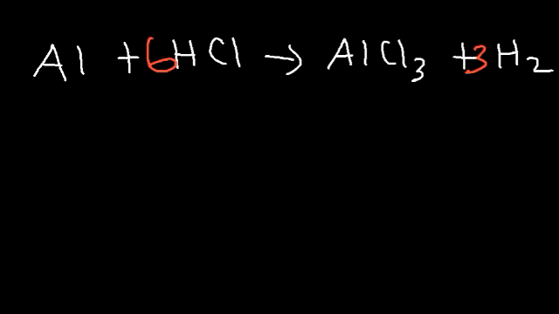And let's rebalance it. So now that we have 6 hydrogen atoms on both sides, let's balance the chlorine atoms. We have 6 on the left, 3 on the right, so we need to put a 2 in front of AlCl3. And since we have 2 aluminum atoms on the right side, we've got to put a 2 in front of Al. Now the reaction is balanced.